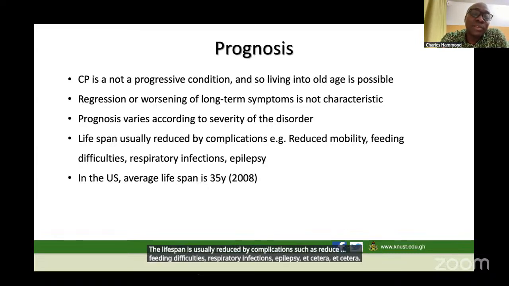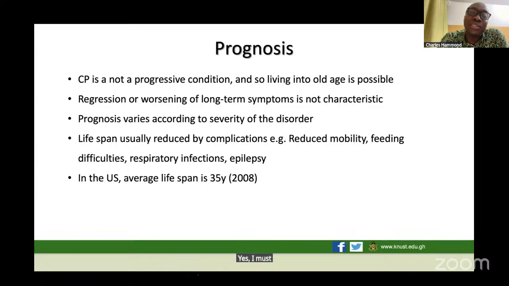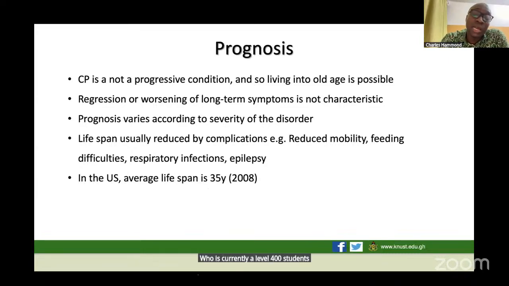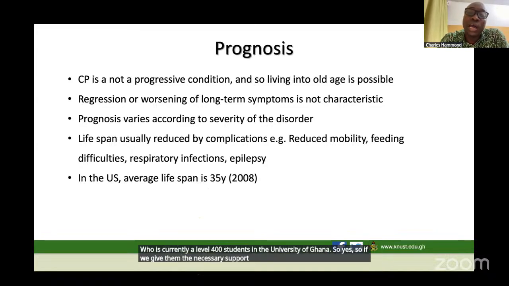The lifespan is usually reduced by complications such as reduced mobility, feeding difficulties, respiratory infections, epilepsy, etc. Yes, I must tell you that I have patients with cerebral palsy who are currently in university. So when we give them the right kind of support, they can go far. Even today, I saw one of my patients who is currently a level 400 student in the University of Ghana. So if we give them the necessary support, they can grow into adult life.